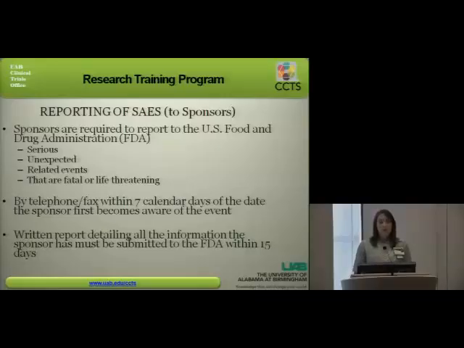The sponsor is going to forward this to the FDA within 7 calendar days of when they become aware of the event. Now, a written report detailing all the information the sponsor has must be submitted to the FDA within 15 days.